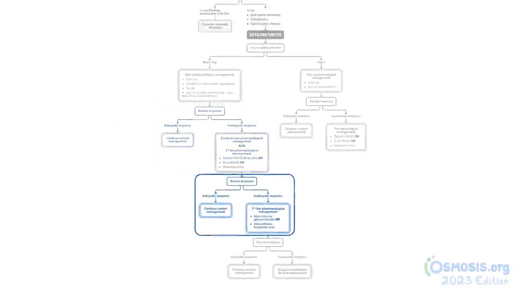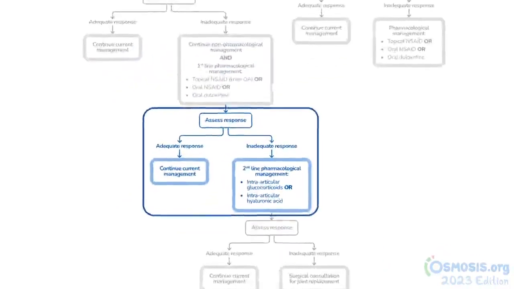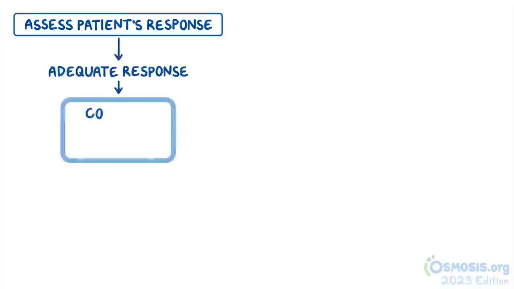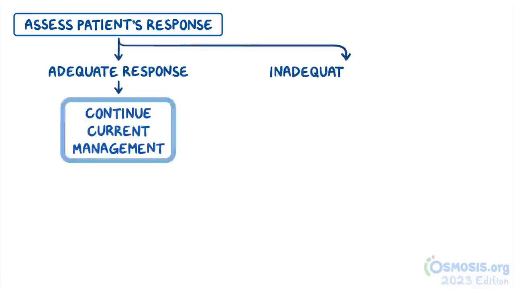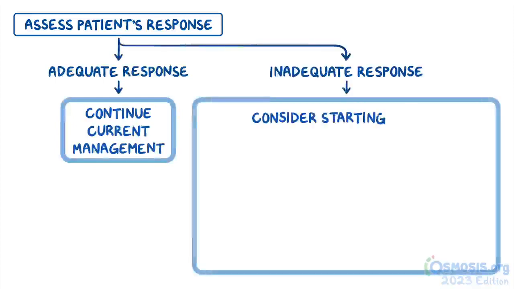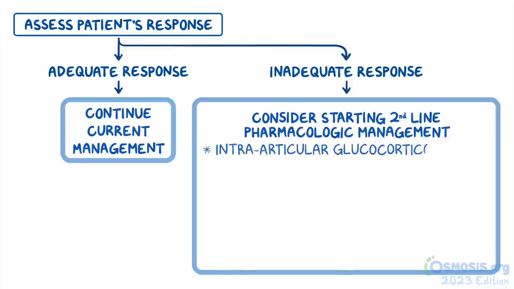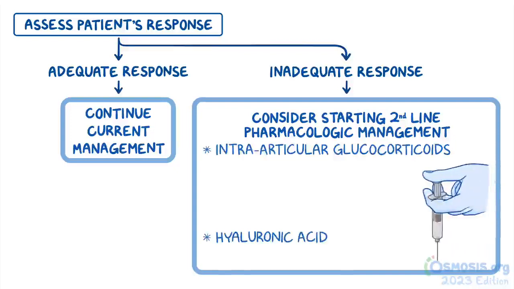Okay, so after a trial of first-line pharmacologic management, you should again assess the patient's response. If your patient has an adequate response, continue the current management. On the other hand, if there is an inadequate response, consider starting second-line pharmacologic management with intra-articular glucocorticoids or hyaluronic acid, which are injected directly into the affected joints.